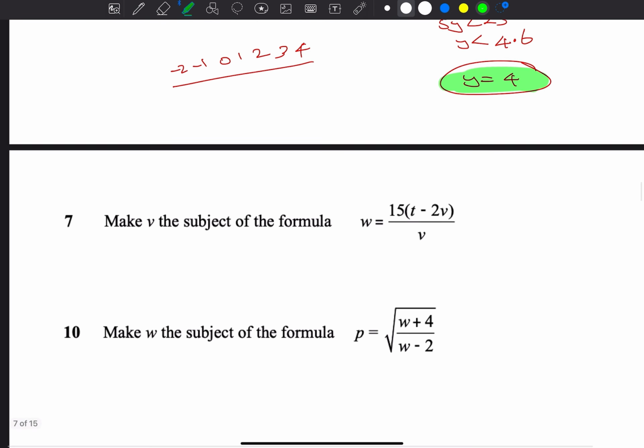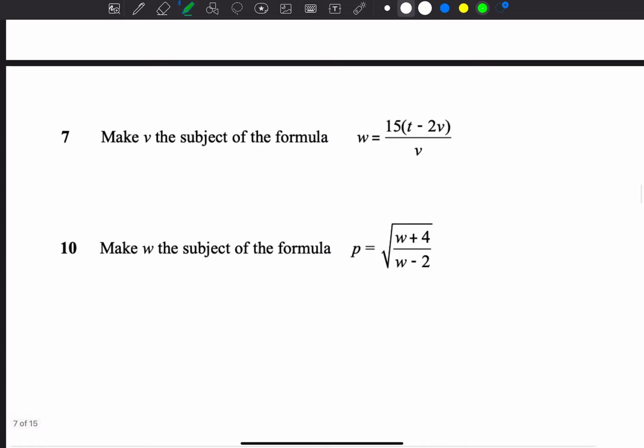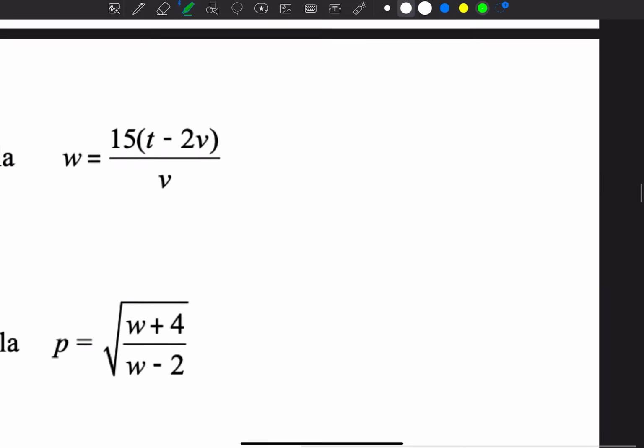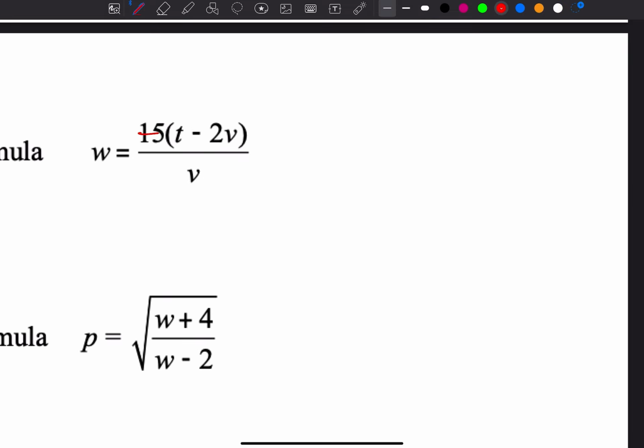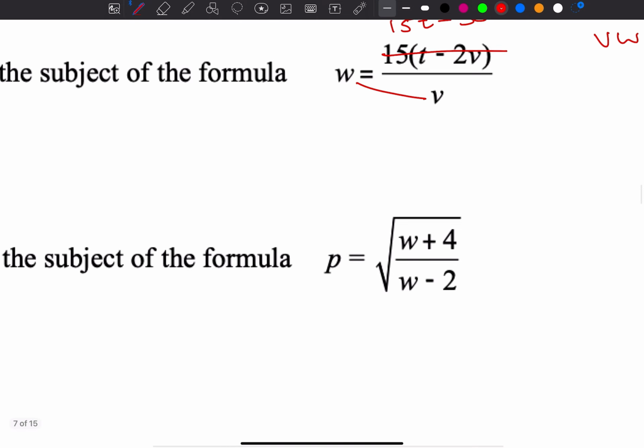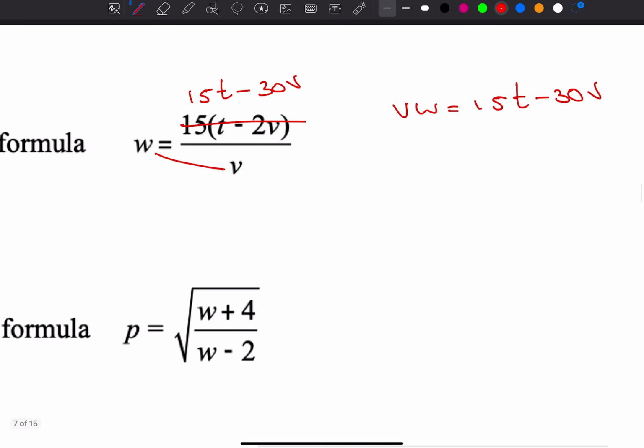Okay, next one. Making the subject of a formula, simple. You expand it, 15t minus 30v. You cross multiply. There's nothing to cross multiply on that side, just here, because normally we think we have to do this, but there's nothing here anyway. So vw equals 15t minus 30v. I think you want to make v the subject anyways, right? Make v the subject, yeah.